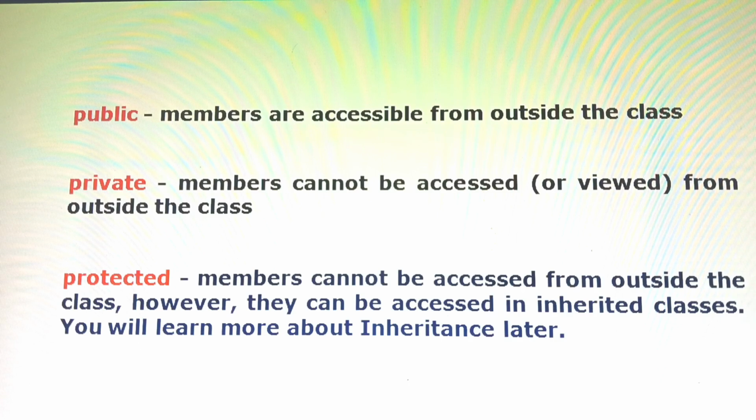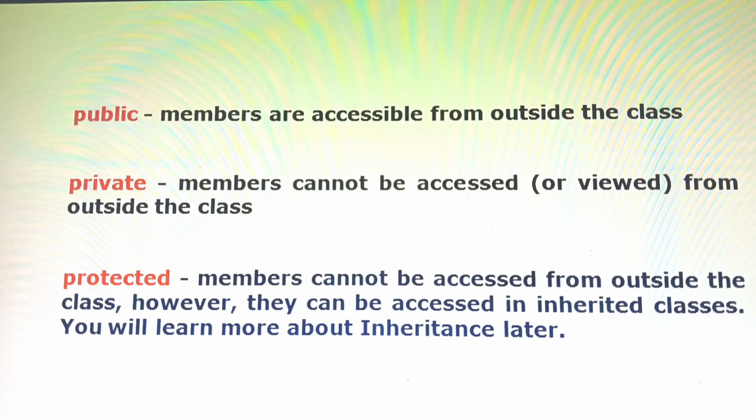Then protected. Protected means members cannot be accessed from outside the class. However, they can be accessed in inherited classes. That we can learn later, the topic of inheritance. At that time we can use the keyword protected, the access modifier or access specifier. We can use it later when we study the chapter on inheritance in C++. Then members are accessed in the inherited class.